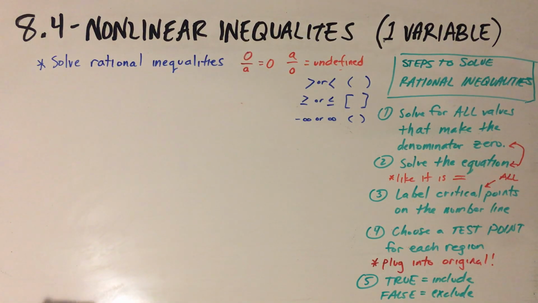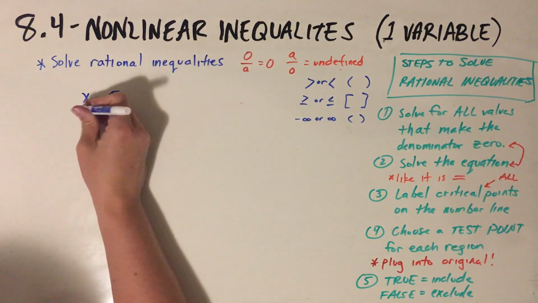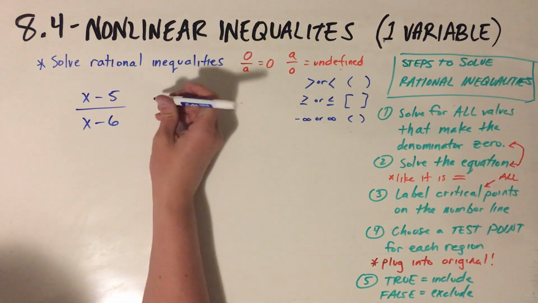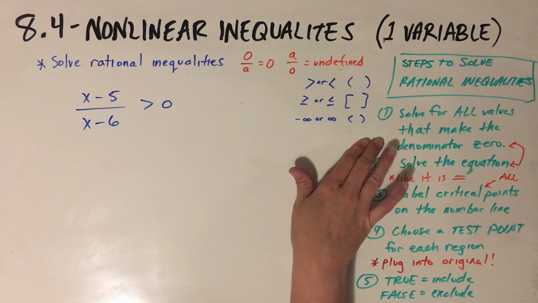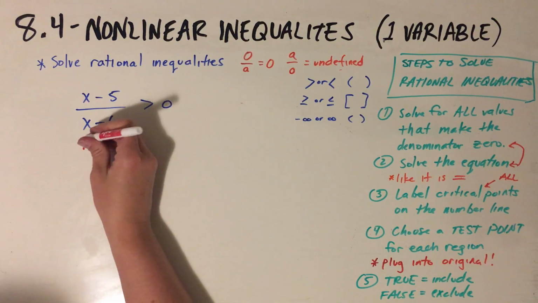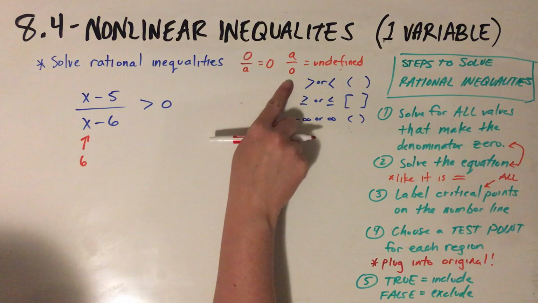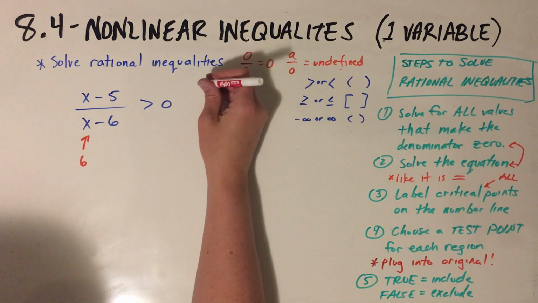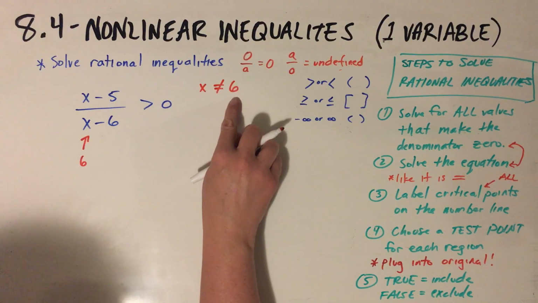Let's look at x minus 5 over x minus 6, and that's going to be greater than 0. All right, my first step is I got to make sure that whatever I do, I don't make this denominator 0. So I'm going to look here and say, hey, if x was 6, 6 minus 6 would make this denominator 0. Can't have that. So I know that x cannot be the value of 6. This is my first critical point.